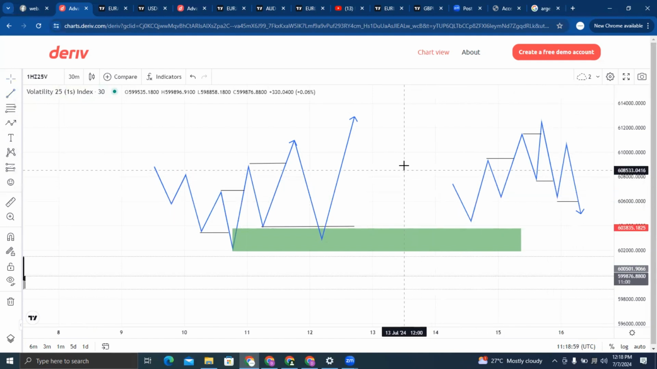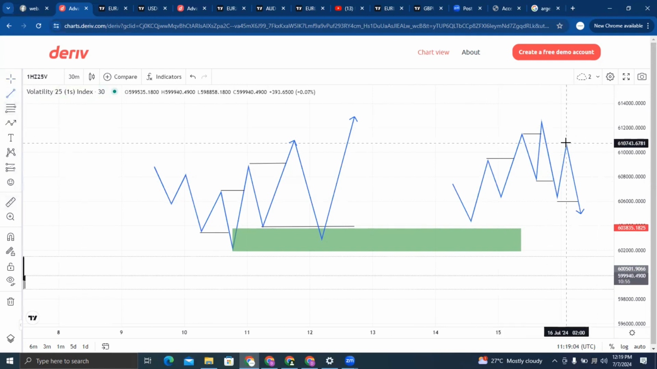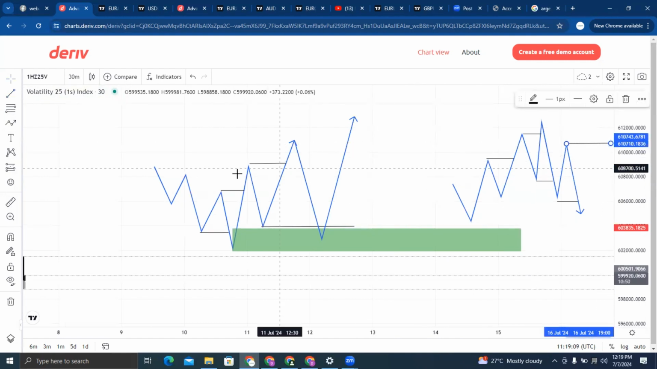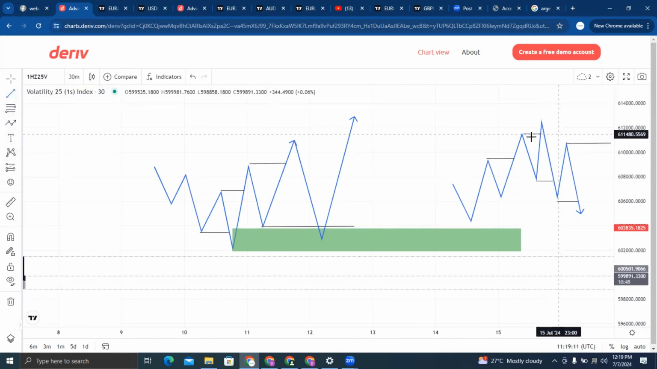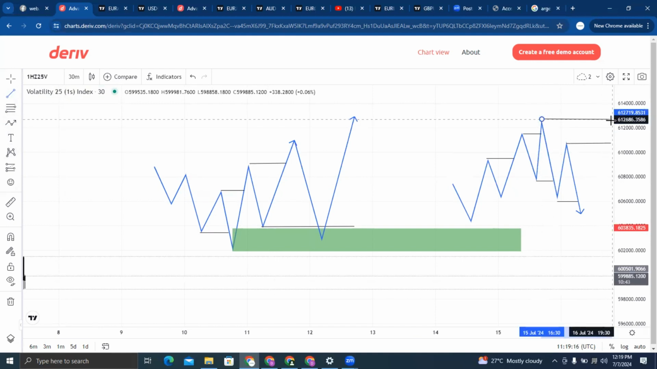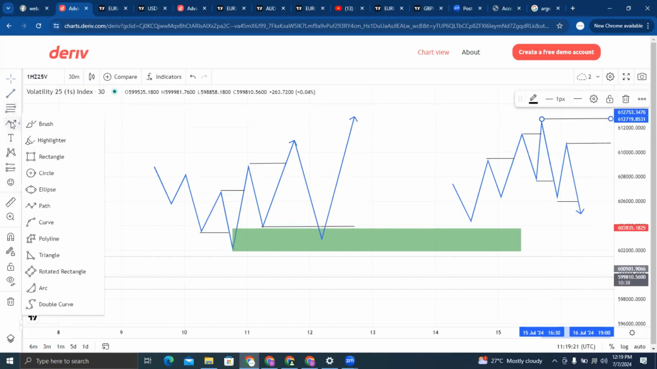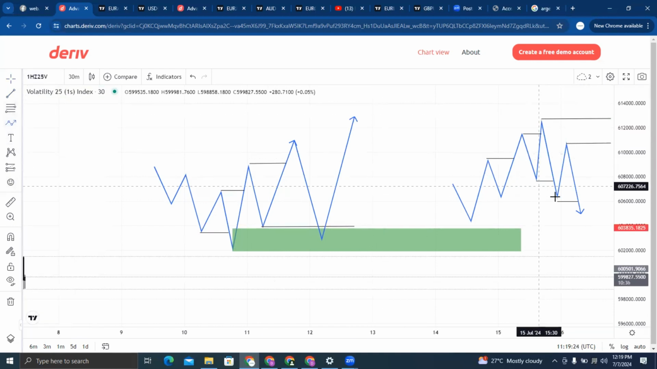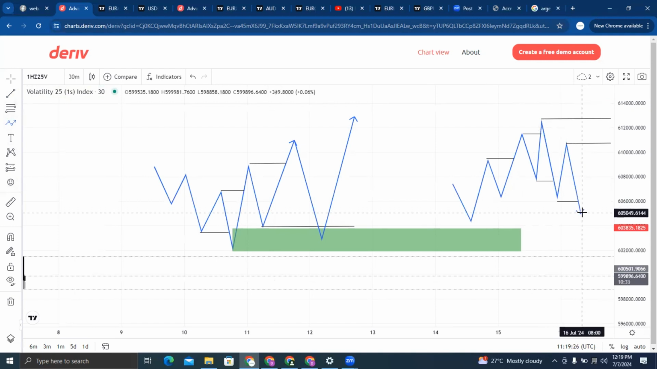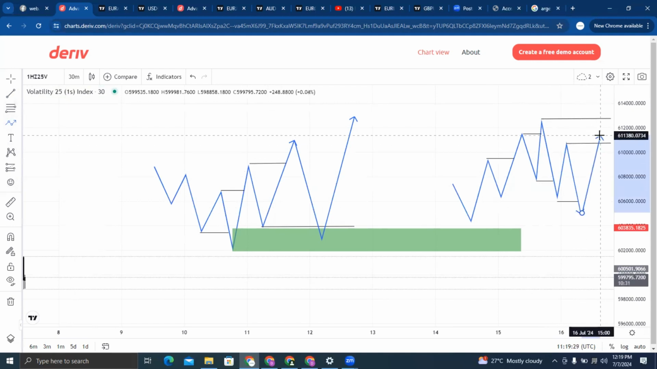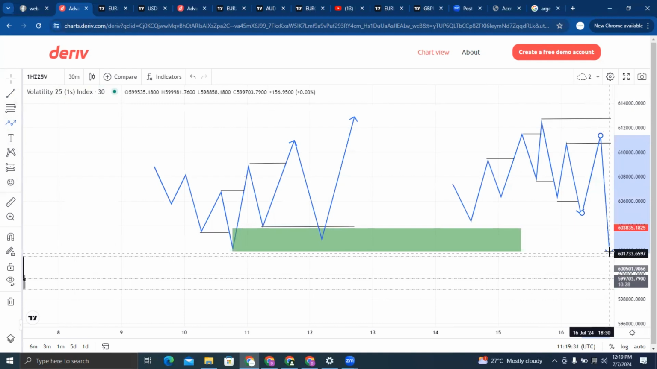Once I see this, I'm expecting price to come and take out this structural liquidity over here, mitigate any zone here before it continues the sell, right? So I'll expect price to do this from this point, take out this structural liquidity and continue the sell movement.